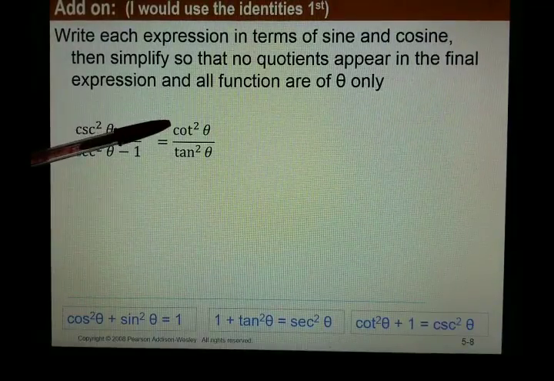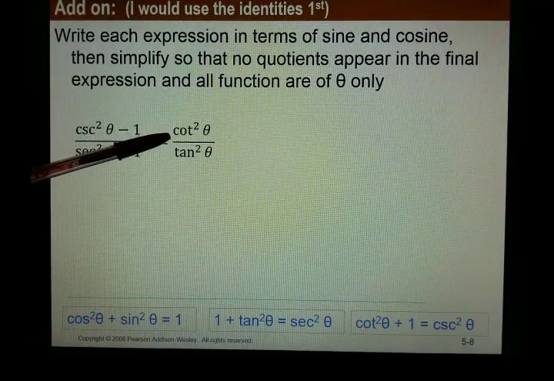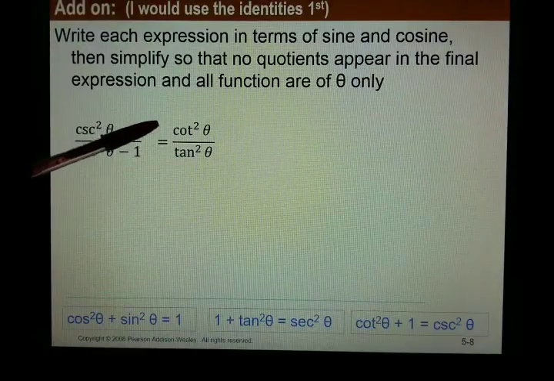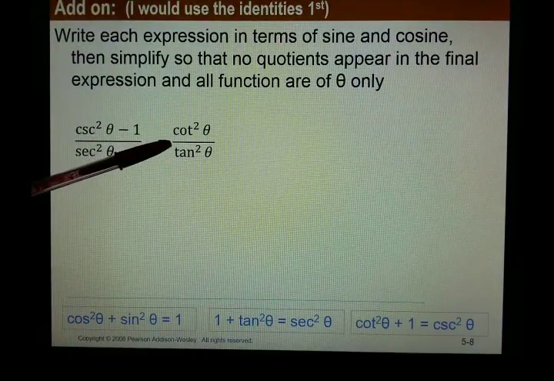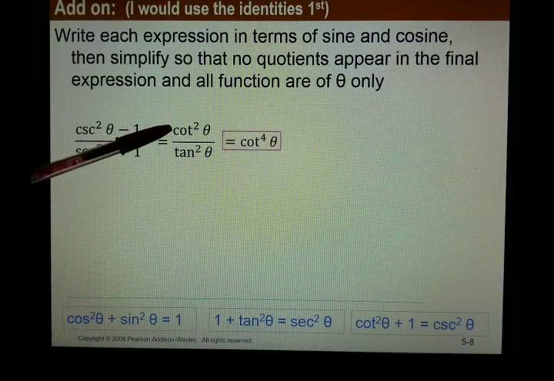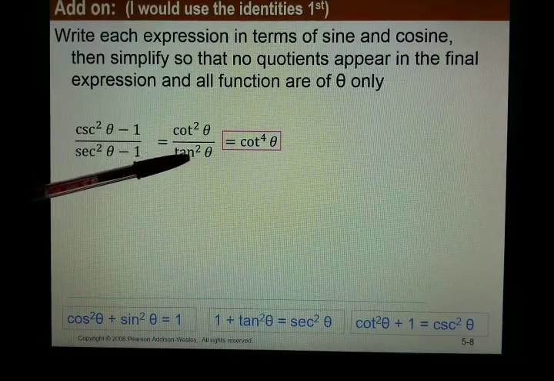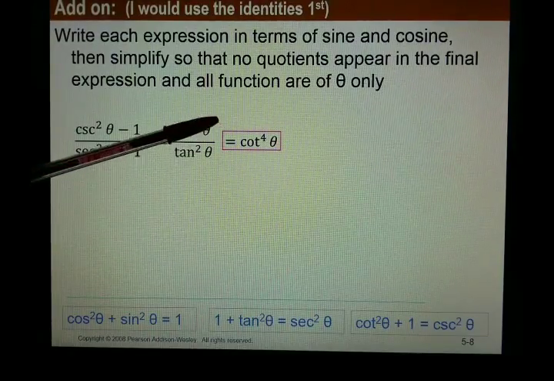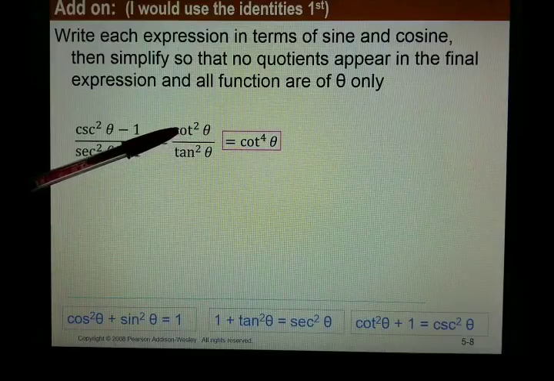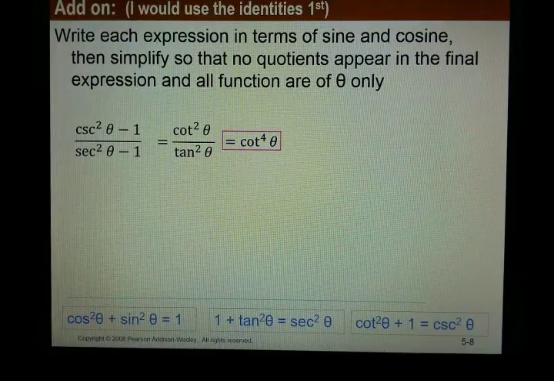Now remember, cotangent squared is the reciprocal of the tangent squared. Or I could say tangent was the reciprocal of the cotangent. So if I brought that tangent up, that would become another cotangent, and cotangent squared times cotangent squared is cotangent to the 4th.